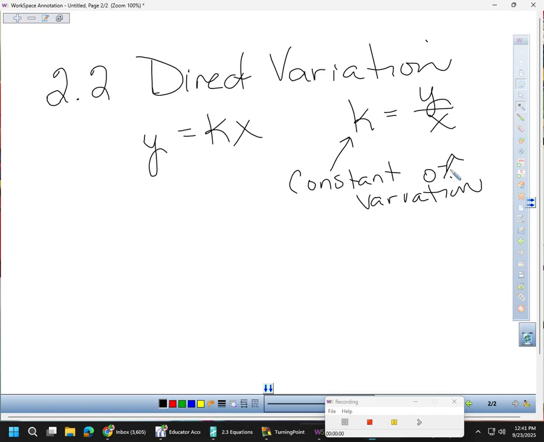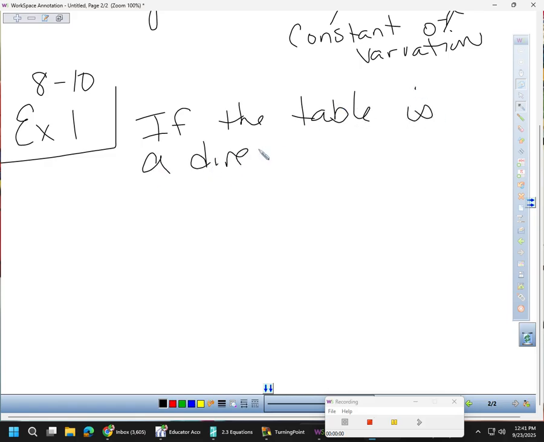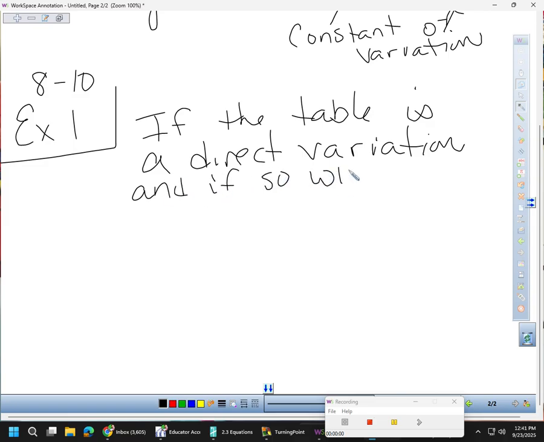All right. So this is the basics of today. We're going to start off with some easy ones from the tables and work our way through. So first, example number 1. On problems 8 through 10, that's where we're starting at today, I want to know if the table is a direct variation, and if so, what is k?